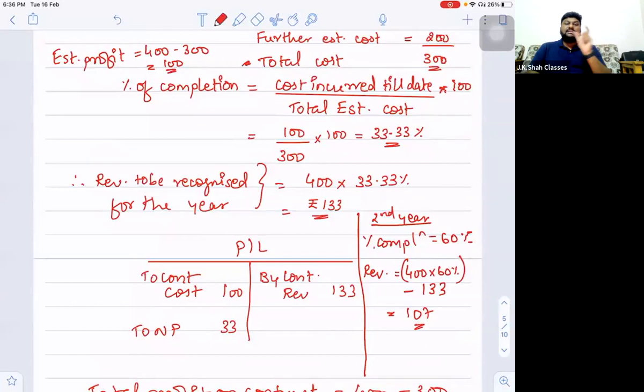It's a simple formula. Cost incurred till date. Till date means up to balance sheet date. So first year up to balance sheet date, second year up to balance sheet date, third year up to balance sheet date. Because when I say cost incurred till date, it is the cumulative cost. If you have started the contract from last 2 years, then the total cost of 2 years is called cost incurred till date, divided by the total estimated cost. So this percentage will always be a cumulative percentage. So to cancel the cumulative effect, from the second year onwards, you will start subtracting. When you decide the revenue to be recognized from the second year onwards, you will subtract the revenue already recognized.